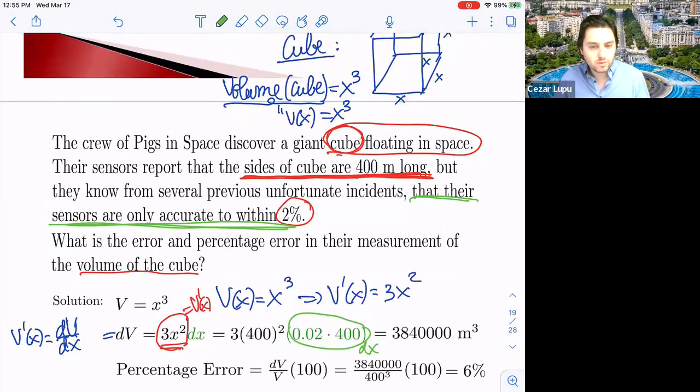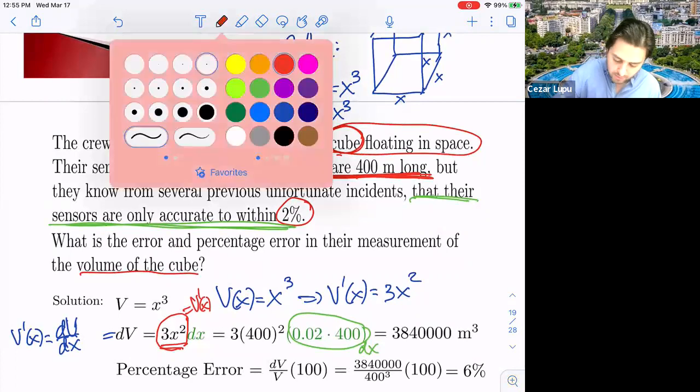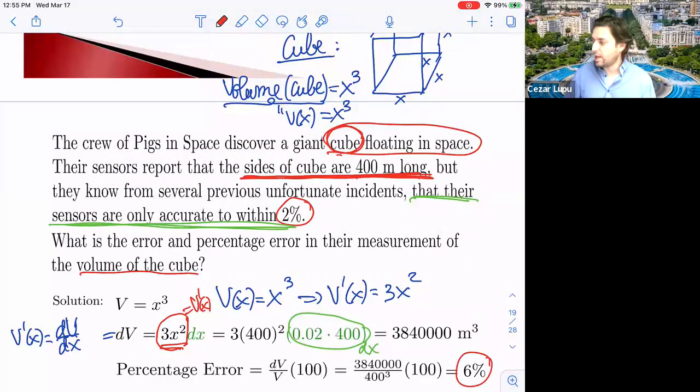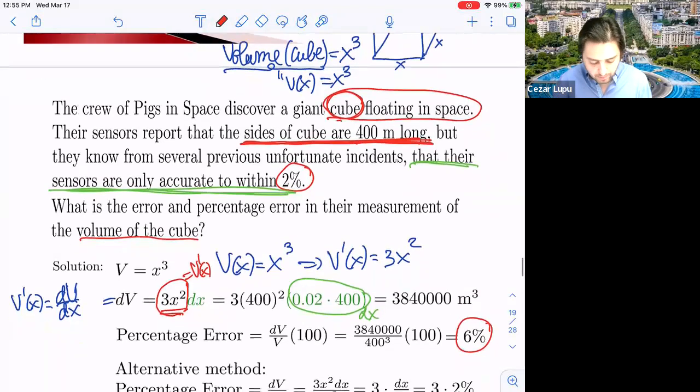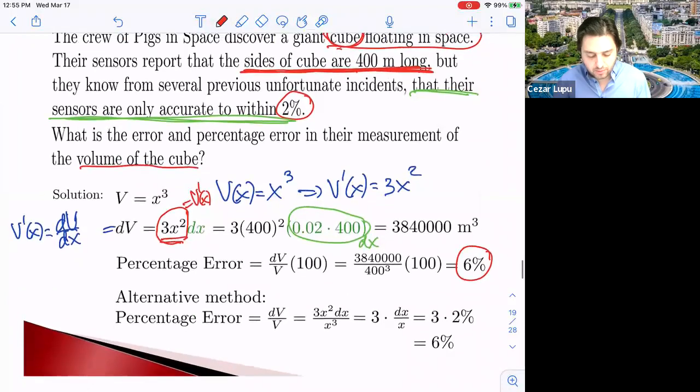So this will be 384,000 over 400 cubed times 100, which will give us 6%. So that's the percentage error, right? Or you can also do an alternative method.